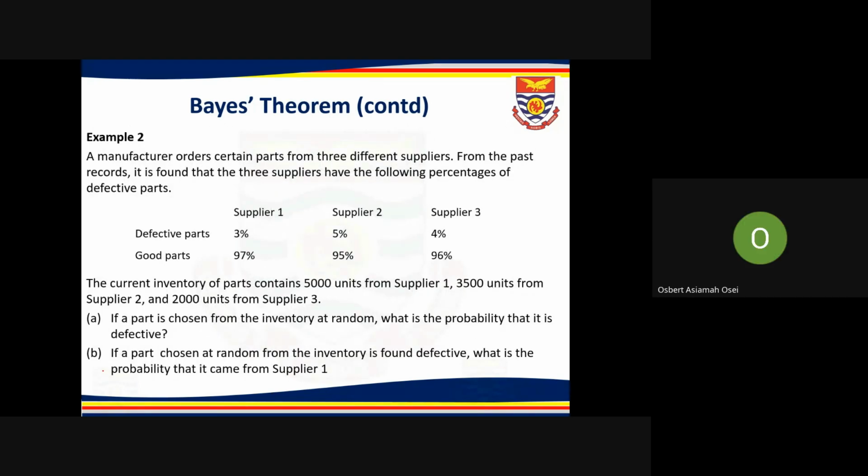Let's look at the second question. A manufacturer orders certain parts from 3 different suppliers. From the past record, it is found that the 3 suppliers have the following percentages of defective parts: 3%, 5%, 4%. Supplier 1 has defective parts 3%, which means the good percent will be 97%. Supplier 2 has defective parts 5%, which means the good percent will be 95%. Supplier 3 has defective parts 4%, which means the good percent will be 96%.